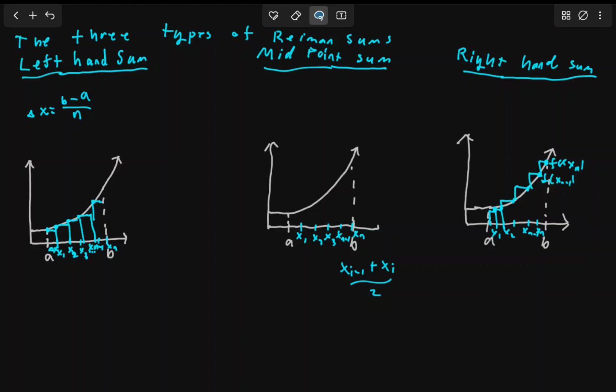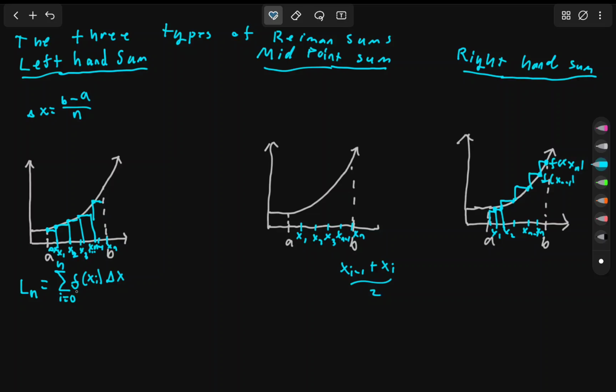Now, how do we actually write these sums? For the left-hand sum, it's often denoted as L_n, and this just says that we have n rectangles. It is equal to the sum from i equals 0 to n of f of x_i times change in x.